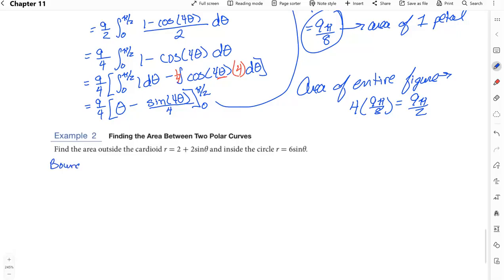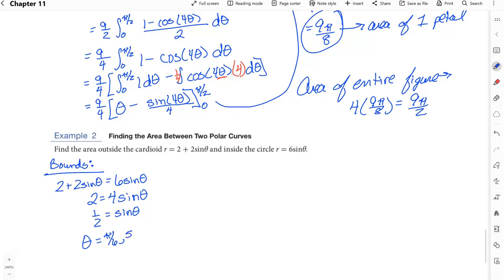So to find the bounds, I'm going to have to set these equations equal to each other. 2 plus 2 sine of theta is equal to 6 sine of theta. So let's move this over to get the sines on the same side. So now I have 2 equals 4 sine of theta. Divide by 4. I have 1/2 is equal to sine of theta. So if we look at the unit circle, we want to know where is the y-coordinate equal to 1/2. That happens at pi over 6 and at 5 pi over 6. So those are my bounds for this figure.